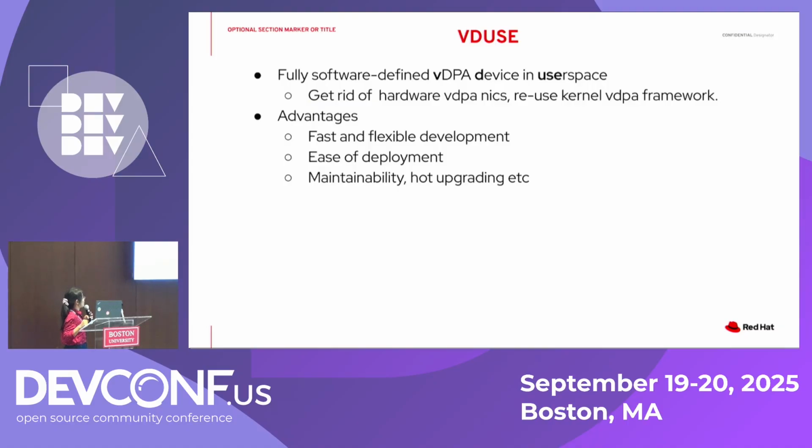It can bring three main advantages compared to the hardware vDPA and the kernel space implementation. The first is fast and flexible development. It is not limited by the strict kernel code review and the hardware limitation. The second is it doesn't require the cloud providers to purchase and deploy specific vDPA NICs. And the third one is low maintenance. Upgrading a user space application is much easier than upgrading hardware and the kernel module.